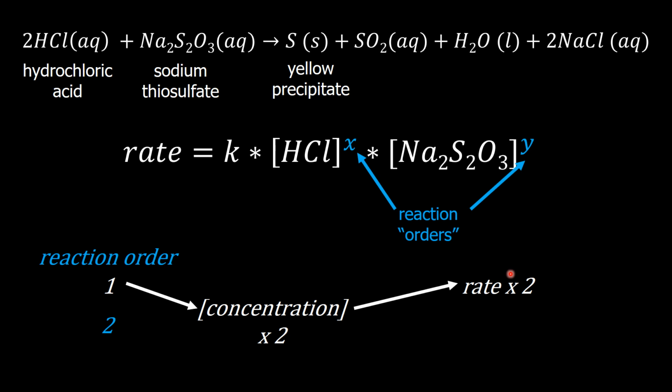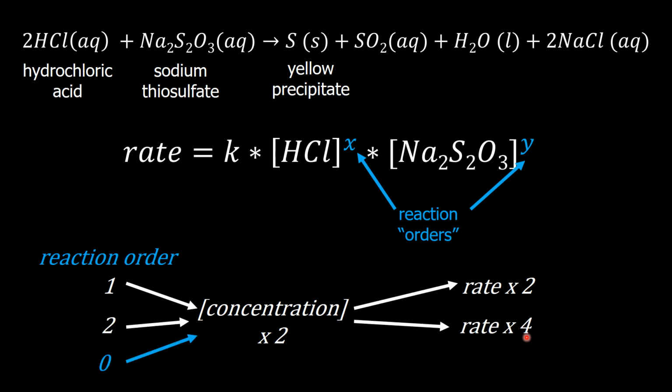If the reaction order happens to equal 2, and we do the same thing to the concentration, double it, what that's going to do is it's going to take that factor and raise it to the second power. So 2 to the second power equals 4, and what happens is the rate gets multiplied by 4. Another way of saying that is the rate quadruples.